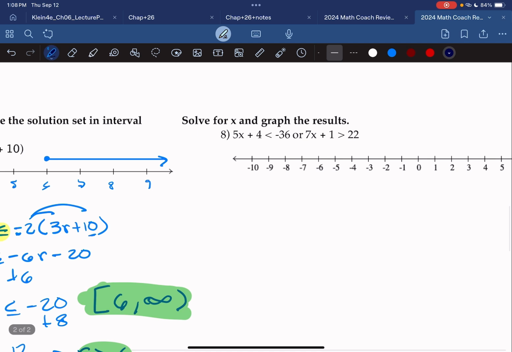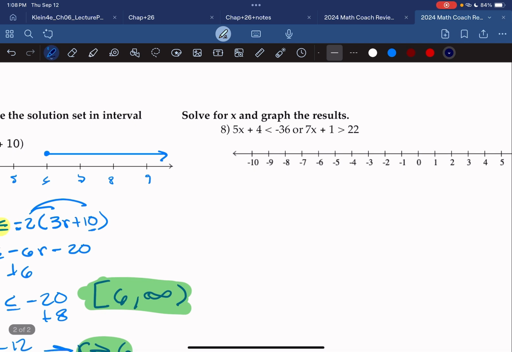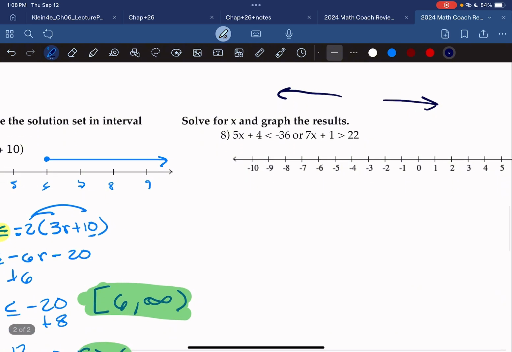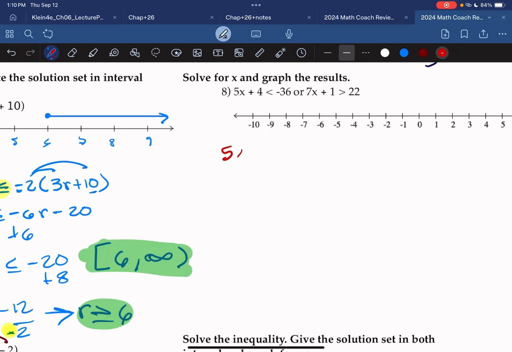Solve for x and graph the results. So this is an OR. With OR graphs, they're going to be like this, going in opposite directions. And then we're going to do one later that's going to be an AND. With AND, they go into each other. But this is an OR, so they go in opposite directions. Let's do this. Okay, so now let's write them.